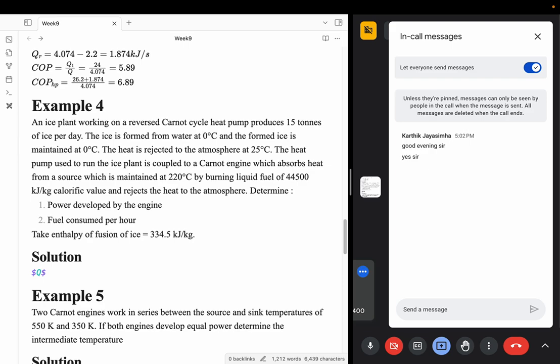So let's call it Q, since it is the reversed one. So basically heat pump. So let's call it P, and it is rejected. So you have 15 tons of ice being produced. So 15 into 1000, 15,000 kilograms. And the latent heat is given as 334.5. And it says that 15 tons of ice is produced per 1 day. So we just convert it into our units. So 1 day is basically 24 times 60 times 60.